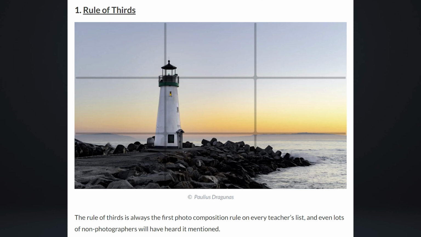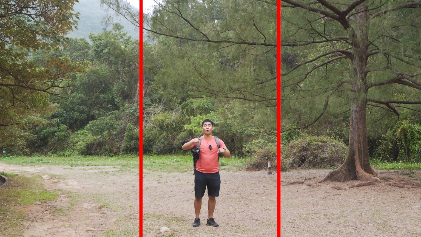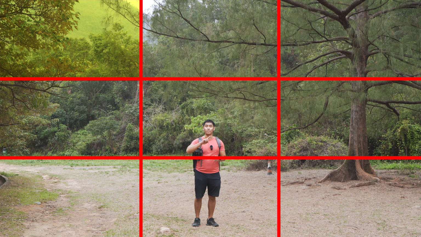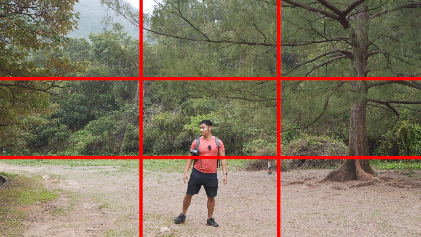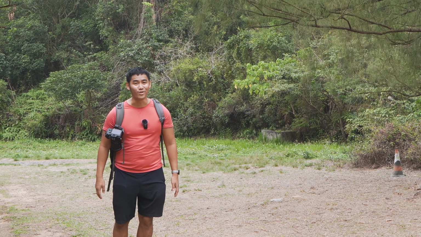Rule of thirds is the most popular composition technique, where you have 2 vertical lines and 2 horizontal lines, dividing the frame into 9 equal rectangles. And the rule simply states to place your subject of interest into one of the 4 intersections. And voila, you're a pro photographer now.